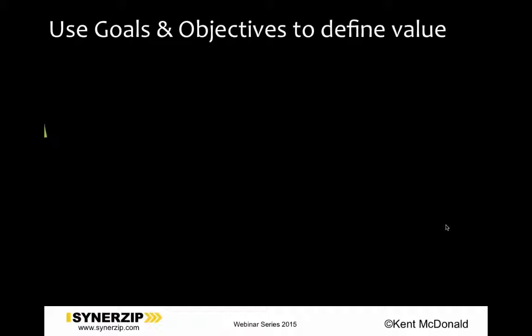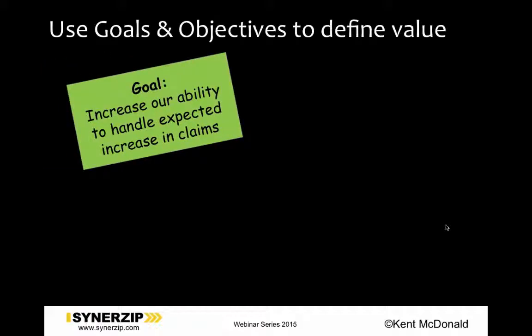So let me give you an example. I live outside of Des Moines, and so I've had a lot of experience working with financial services and insurance companies. One of the companies I worked with a while ago had a problem: they foresaw an increase in the number of claims coming in, but they didn't want to increase the number of staff they had to process them. They weren't looking to get rid of anybody, but they certainly didn't want to dramatically increase the size of staff. So they had a goal to increase their ability to handle the expected increase in claims. This is a health insurance company.